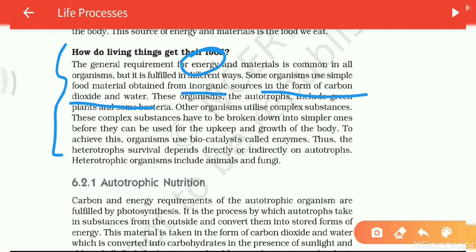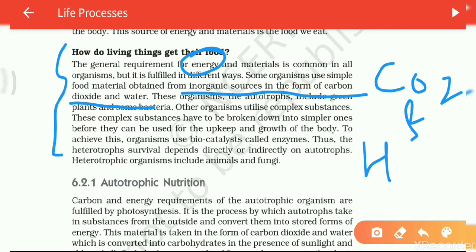I already explained about inorganic sources. Inorganic sources are those in which a very small amount of carbon is present. Some organisms can make their own food with the help of inorganic sources in the form of carbon dioxide and water. These two are the inorganic sources. Those organisms which can make their food with the help of these inorganic resources are called autotrophic organisms.